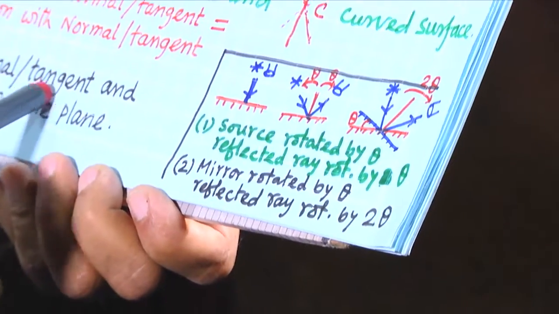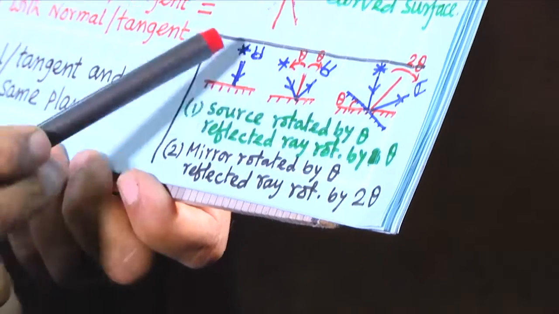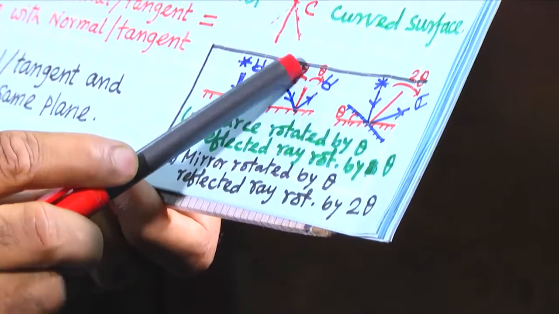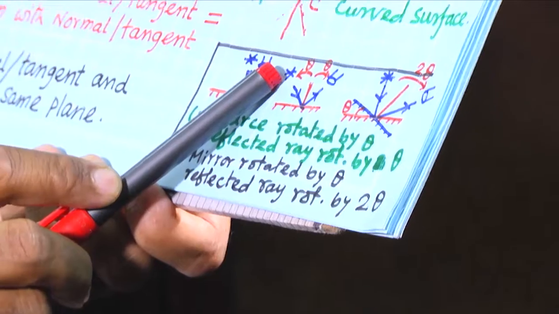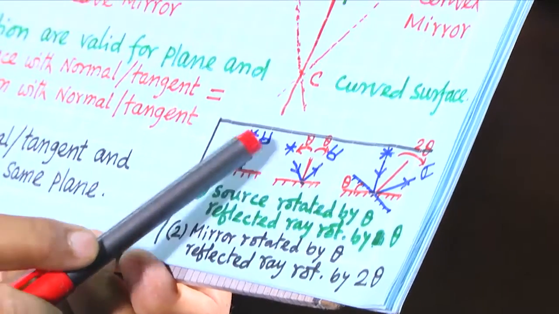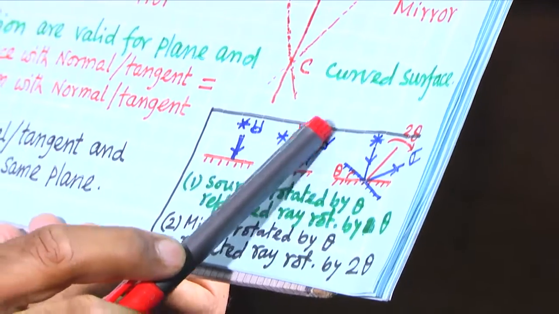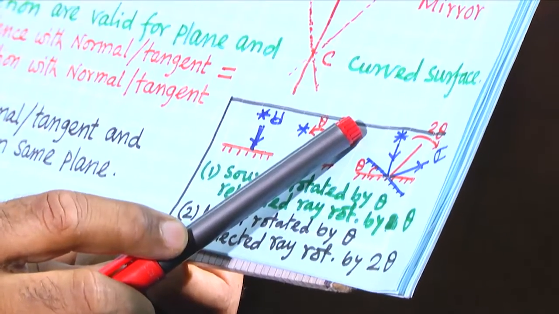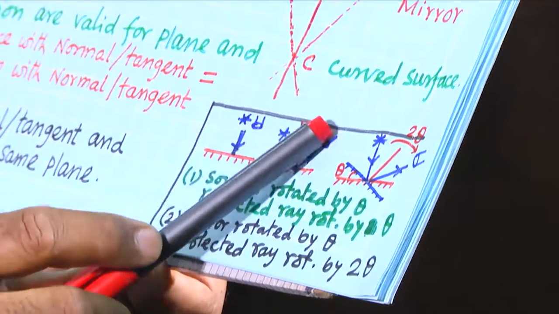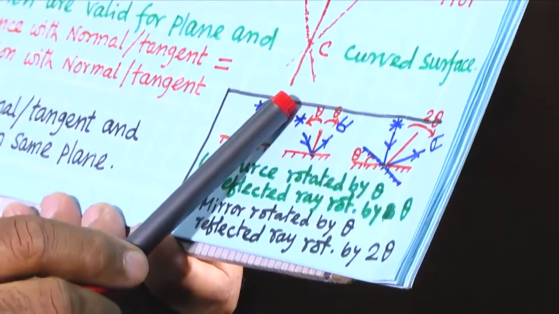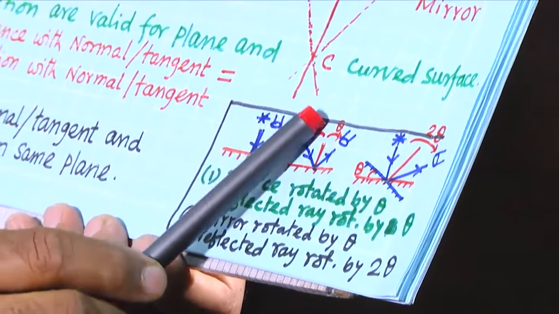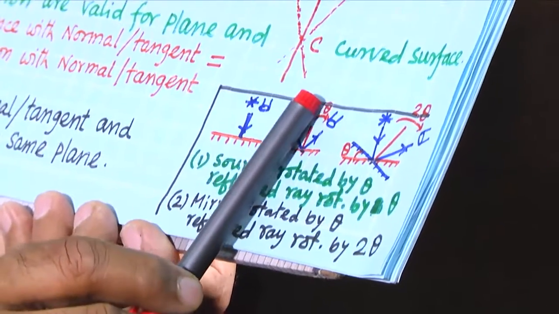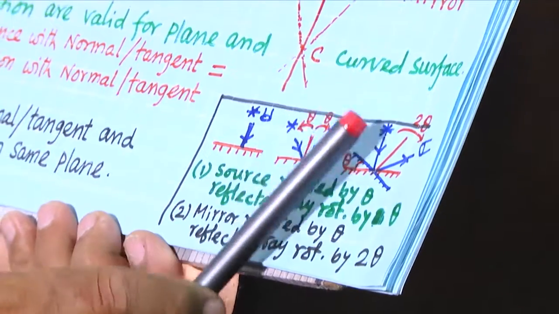Following the laws of reflection, the ray will be reflected. Compared to this position, the source is rotated by angle theta from the normal. The reflected ray will rotate in the other direction by theta, so theta i and theta r will be the same. If I rotate the source, that means the incident ray, by angle theta, the reflected ray will rotate by theta in the other direction.